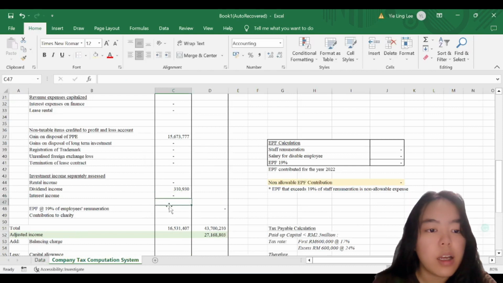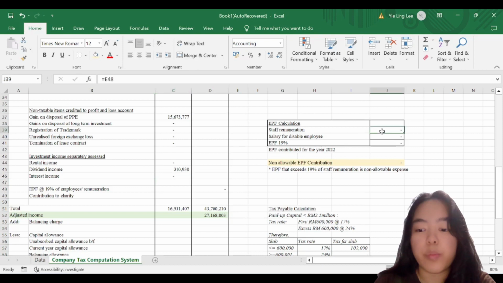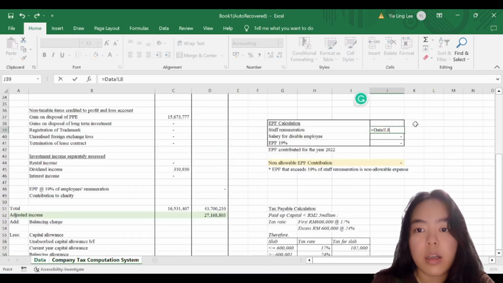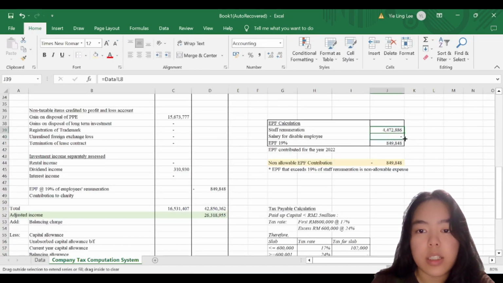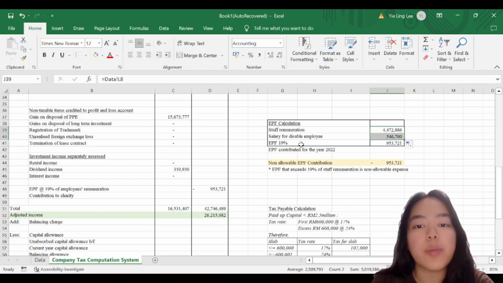Interest income I don't have. As for EPF, it's a bit complicated, so we need to use the EPF calculation. So we put in the staff remuneration first and the salary for disabled employee. With this calculation, it automatically calculates the EPF, 19% EPF for me.